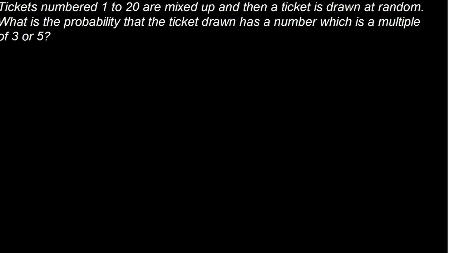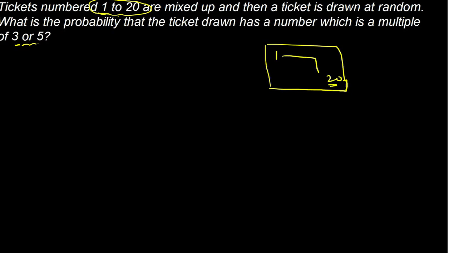Ticket numbers 1 to 20 are mixed up and then a ticket is drawn at random. What is the probability that the ticket drawn has a number which is a multiple of 3 or 5? This is not n, this is 3 or 5, okay. So let's find out what the sample space is. Sample space is the set of all probable outcomes. So numbers are between 1 to 20, so obviously your denominator is going to be 20.